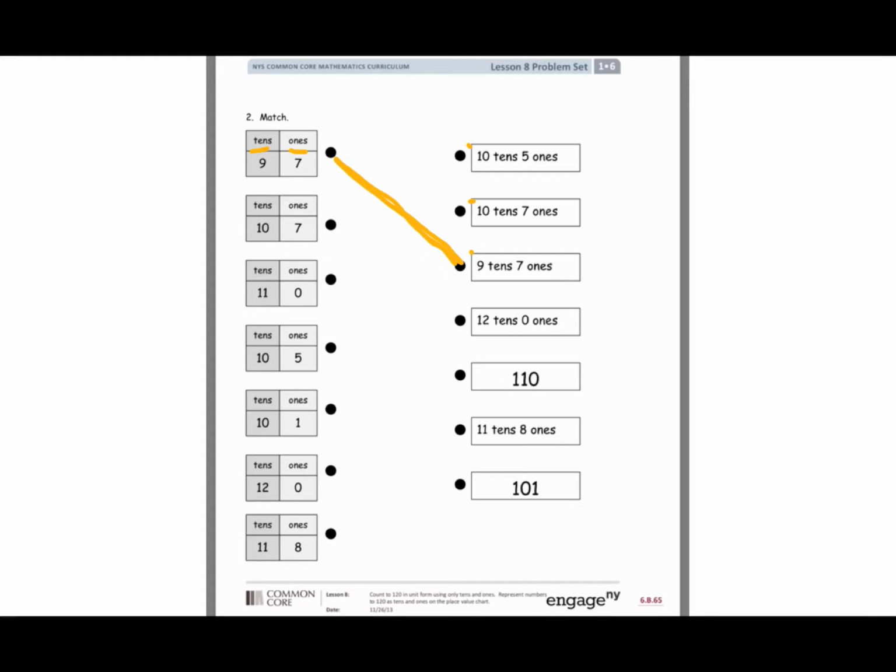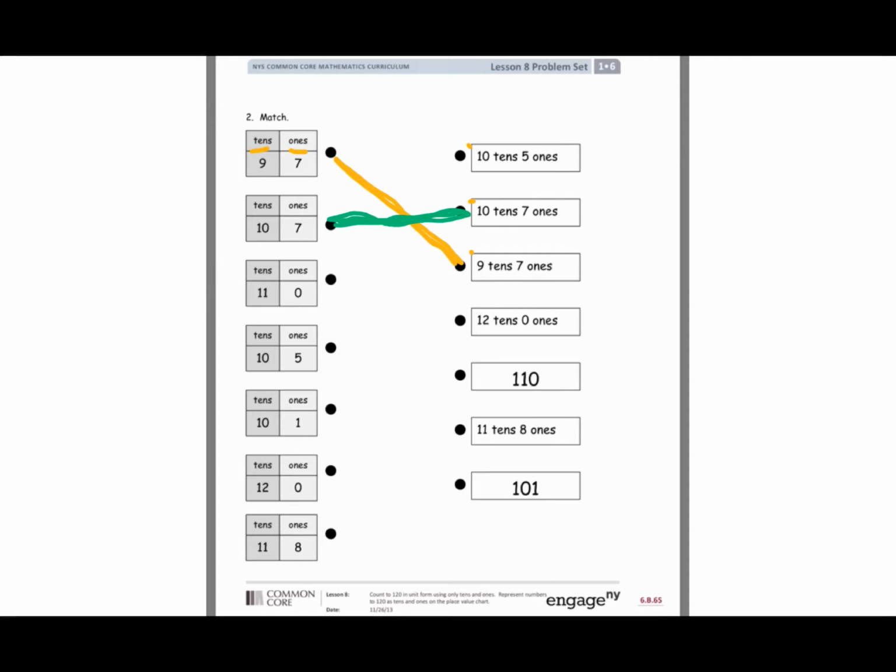10 tens, 7 ones. Which shows 10 tens, 7 ones? Oh, here it is, 10 tens, 7 ones. Right there, 10 tens, 7 ones. Now I'm using different colors to match my place value chart with my numbers in the boxes.